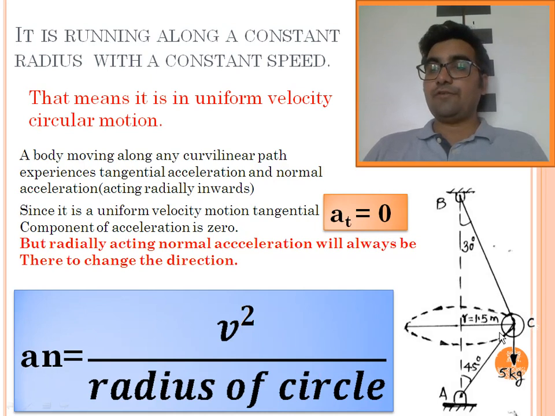So we have to understand when a particle is moving along a circular path, it has two components of acceleration. One is acting radially inward which changes the direction of the velocity, whereas another is tangential component of the acceleration which changes the magnitude of the velocity. Since the magnitude of the velocity is not changing, tangential component of the acceleration is 0, whereas radial component of the acceleration will always be there to change the direction of the velocity of the particle.